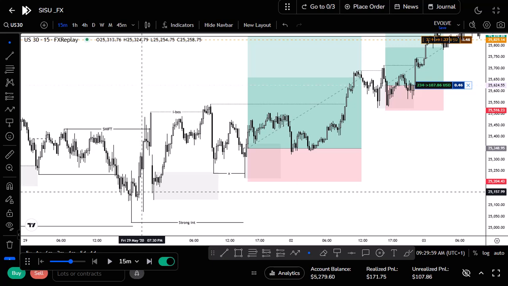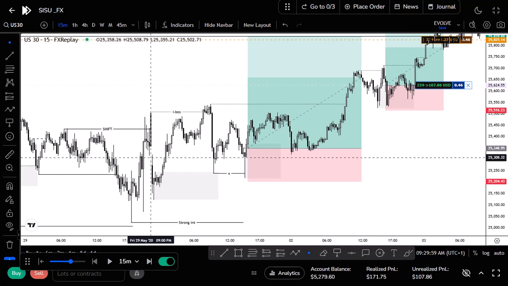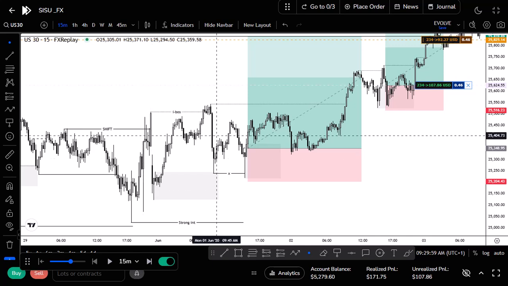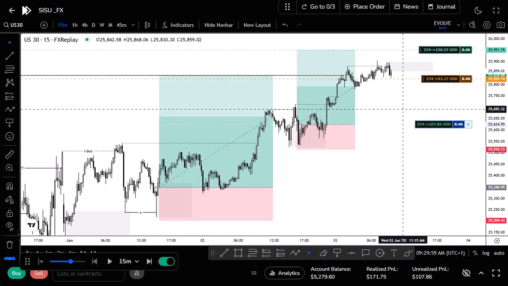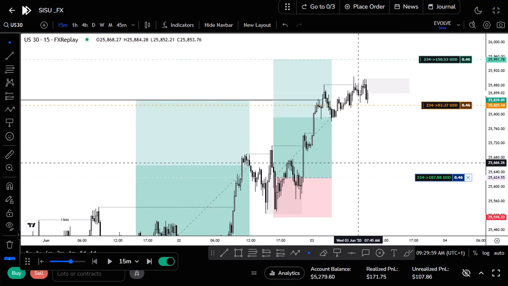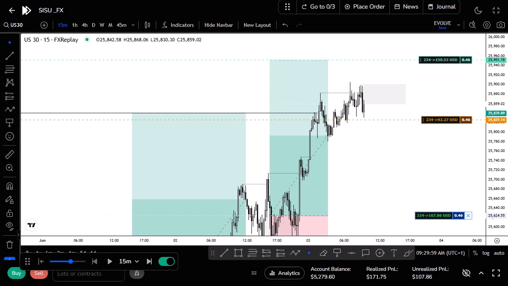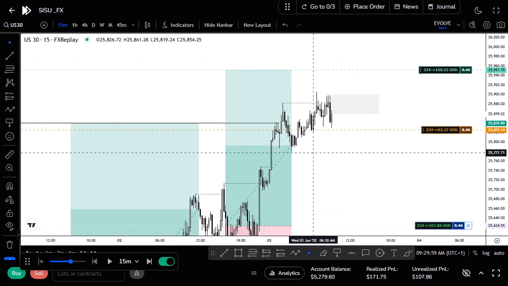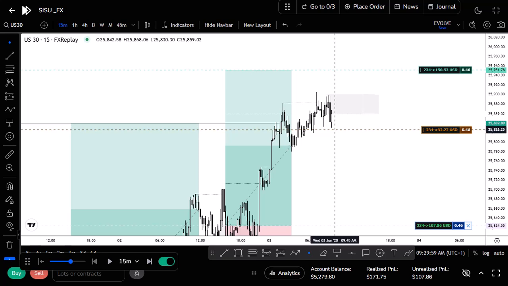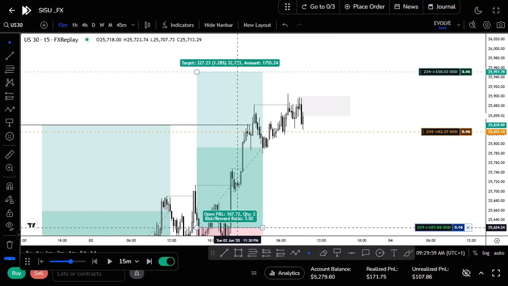This is around 7:30 UTC plus 1, so we won't be able to enter a trade here. This one we missed, and we have this particular one, and we also have this second one running. So yeah, that's it. Back to this one: if price comes back and takes me out here, I'm good to go.